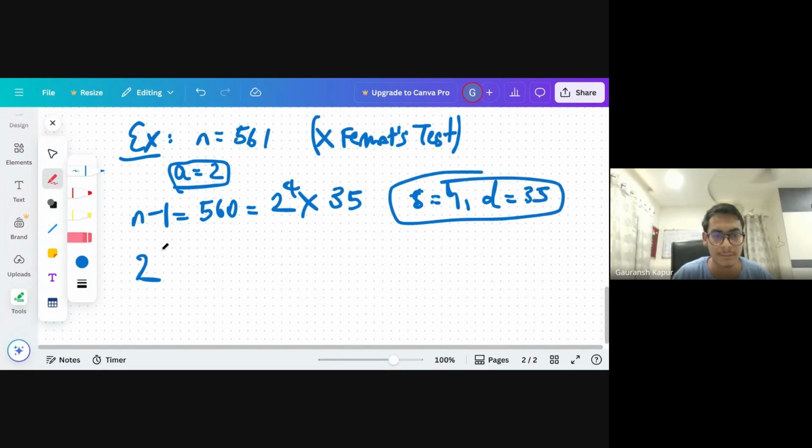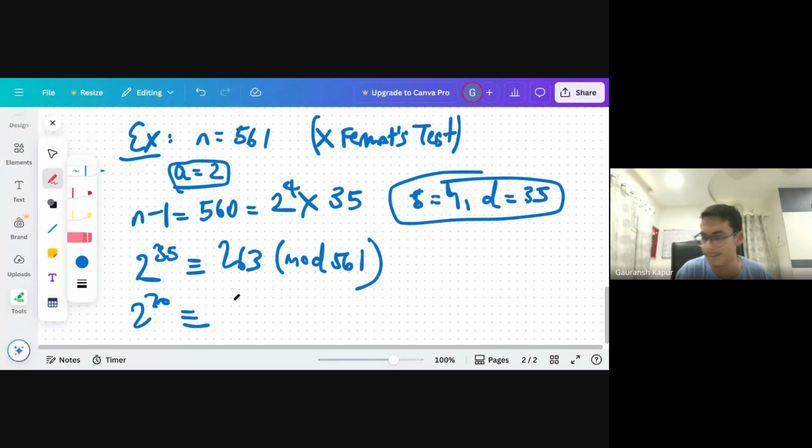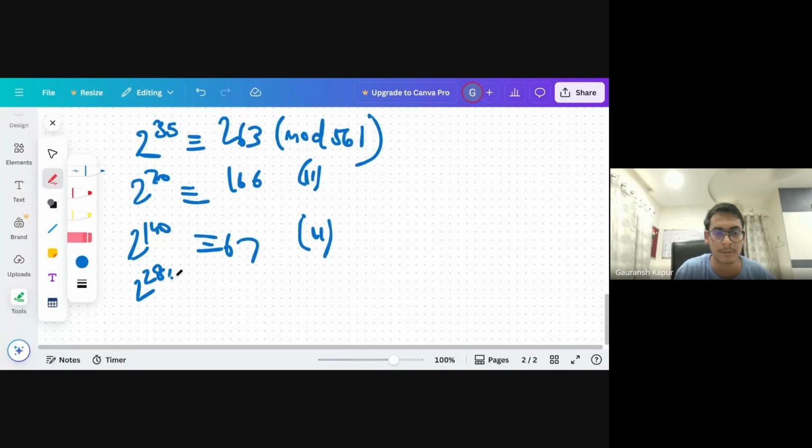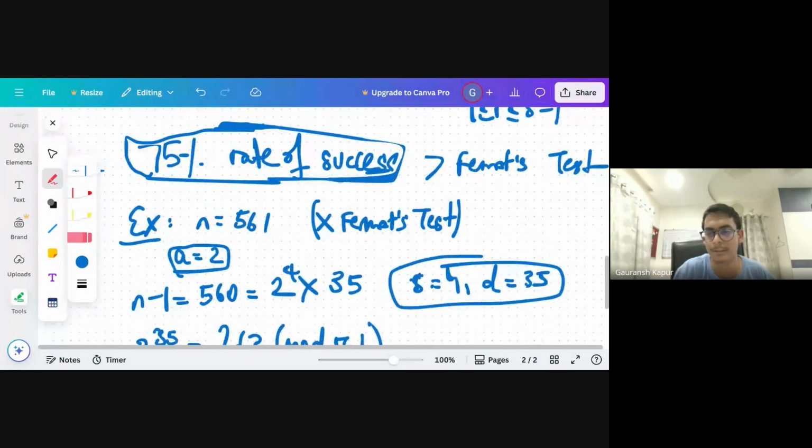So we check the conditions. We compute a power d, which is 2 power 35. I'm leaving you the calculation, I'll just show you what will happen. 2 power 35 is 263 mod 561. Then 2 power 70 is 166 mod 561. Then 2 power 140 is 67 mod 561. And finally 2 power 280 is 67 square, which is 1 mod 561.